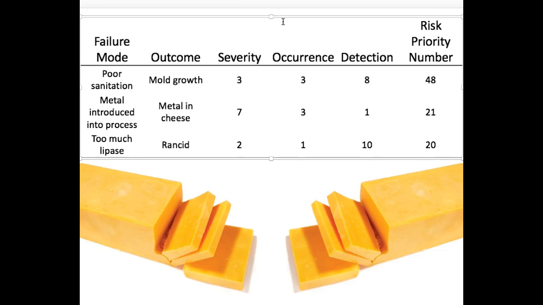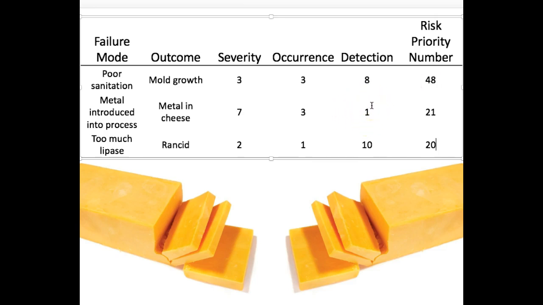On the other hand, that severity is generally going to give you a high risk priority number. So with those high severities, you end up with a high risk priority number, and you're probably going to tackle it first anyway. But if we take a look here, the metal in cheese, that's pretty severe, but it's not nearly our highest risk priority number. It's more than twice as low as our top one, which is for mold. That's because we can detect it pretty easily.